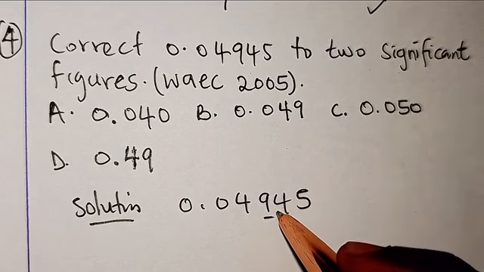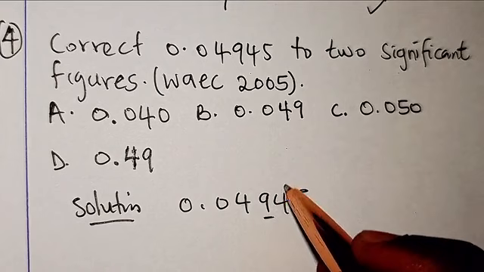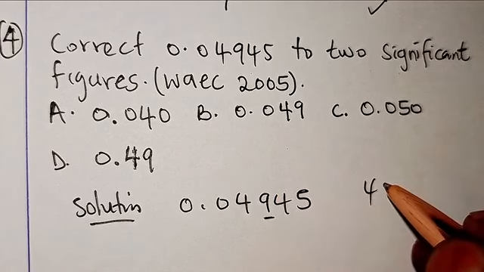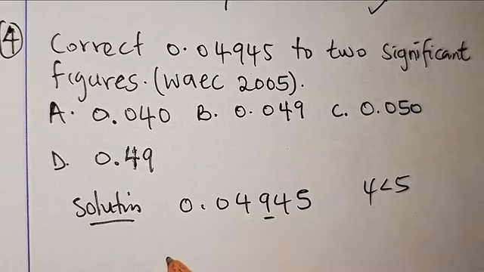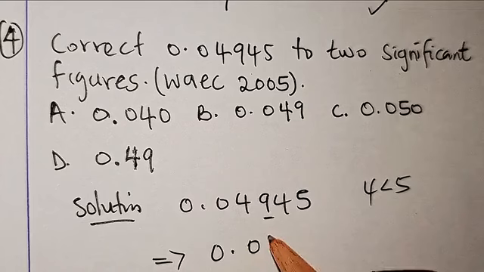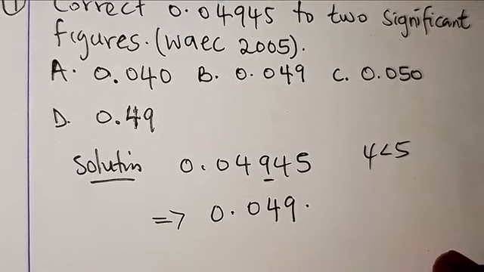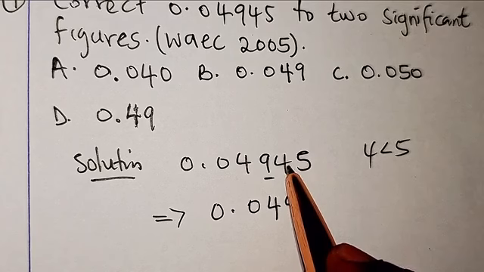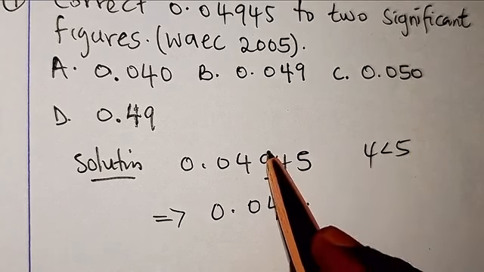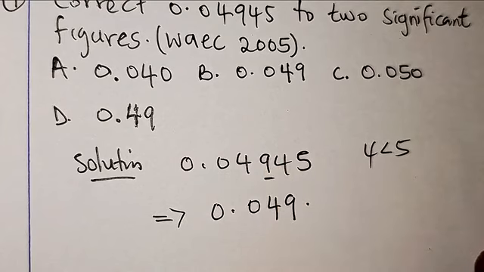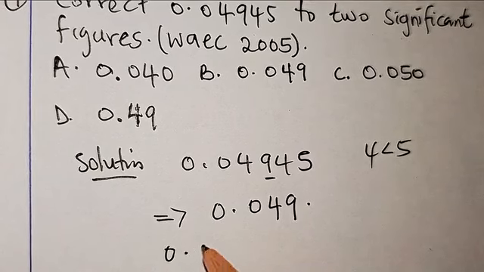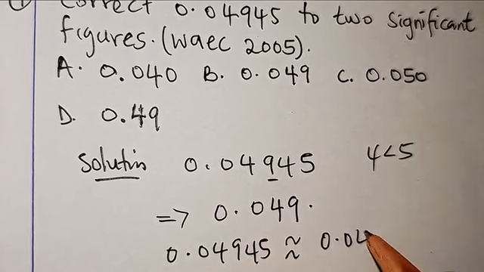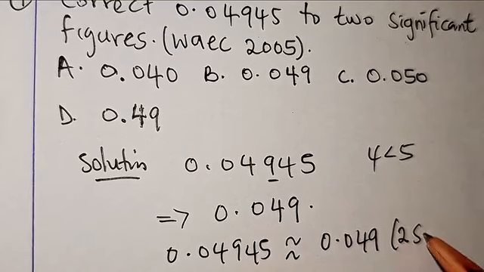But when you look at this place, the next number after 9 is not up to 5. Do you understand? Since this 4 is less than 5, we are going to have 0.049. But if this were greater than 5 or up to 5, we would round it up and add 1 to this 9. So 0.04945 is approximately 0.049 to two significant figures.